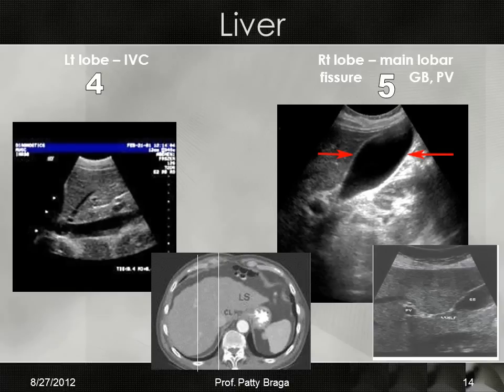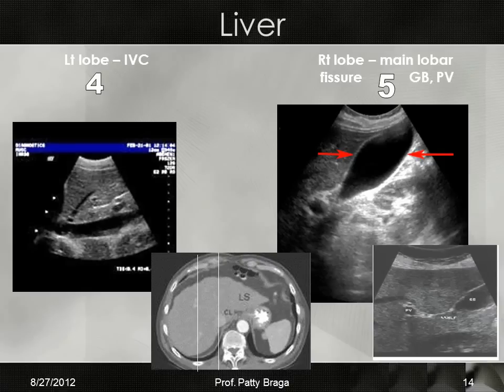anechoic structure. You can see a hepatic vein draining down into the IVC. You can also see the caudate lobe anterior to the IVC and the ligamentum venosum. So on some patients you can see all that very nicely in one picture, and on others you can't. You'd have a separate picture for the caudate lobe with the ligamentum venosum and one for the IVC.